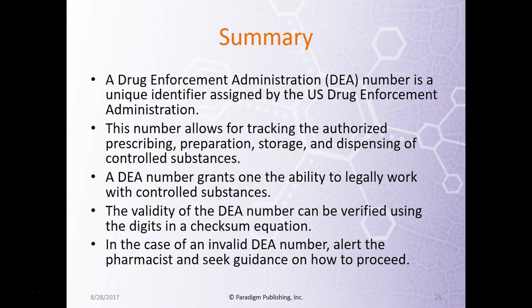Okay, so in summary, the Drug Enforcement Administration number, DEA number, is a unique identifier assigned by the United States Drug Enforcement Administration. This number allows for tracking the authorized prescribing, preparation, storage, and dispensing of controlled substances. The DEA number grants the ability to legally work with controlled substances, and the validity of the DEA number can be verified using the digits in a checksum equation. In the case of an invalid DEA number, alert the pharmacist and seek guidance on how to proceed. So for your pre-lab, complete that DEA number worksheet.